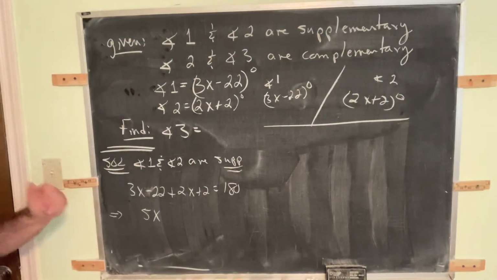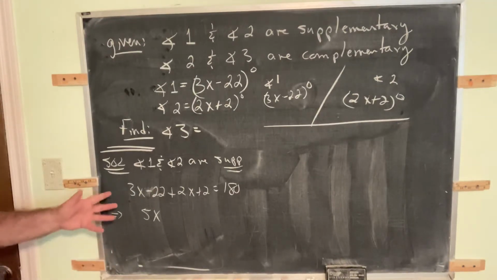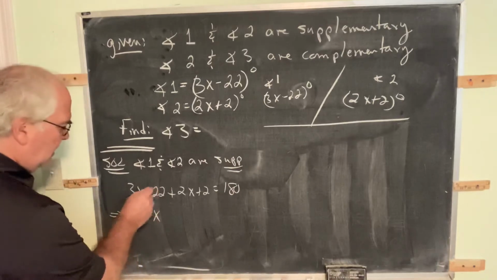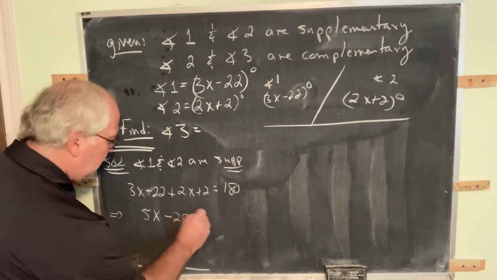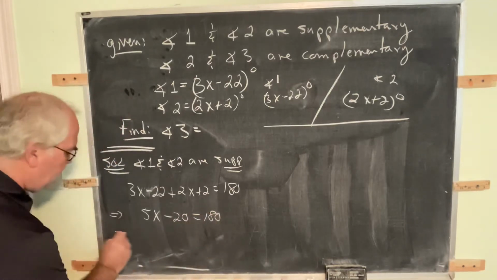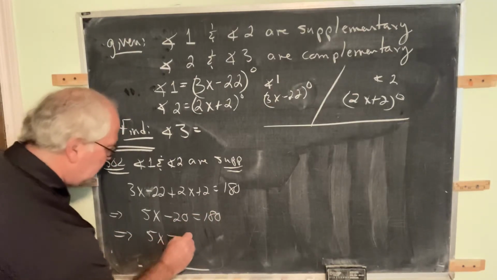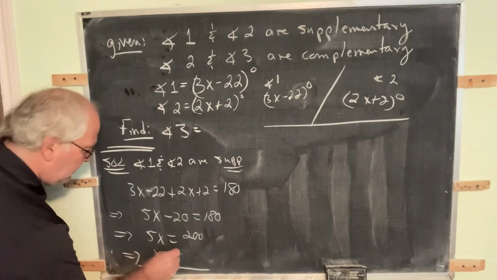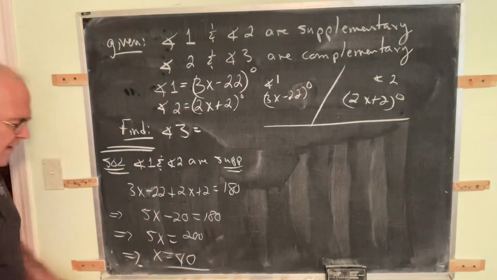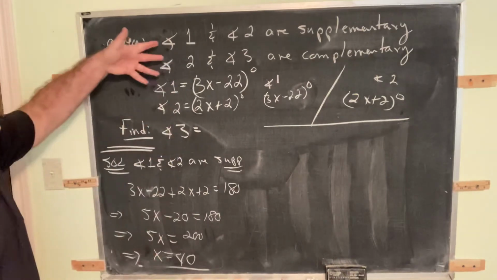In fact, why don't you pause the video and see if you can solve for x. Okay, we're back in. Let's see if I can actually match what you did here. 5x minus 20 is equal to 180. So 5x is 200, and so x is 40. Which is a wonderful thing, but that's not what we're asked to find.